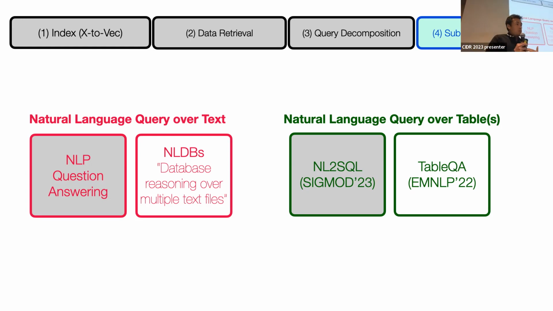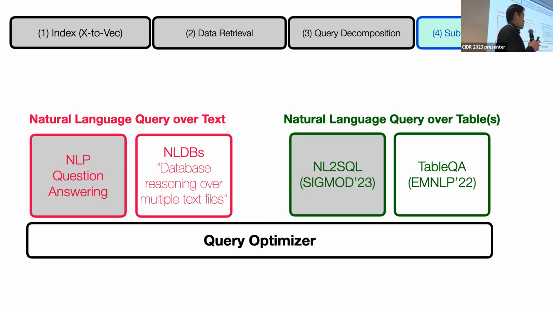So when you have different subqueries, you have different modules that can be used. Naturally, you can think about the query optimizer. That's something we are planning to work on. And because there are so many different modules, that's how the name Symphony came from.